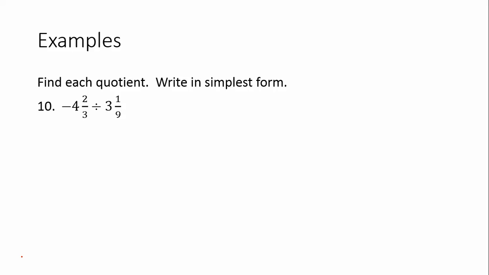Here's an example with mixed numbers. This is just like it was when we were multiplying. We want to change the numbers to improper fractions. So we want a candy cane. Don't forget that that one was negative. So we get 12 plus 2, -14 over 3 divided by 28 over 9. But now when we multiply by the reciprocal, it becomes 9 over 28.